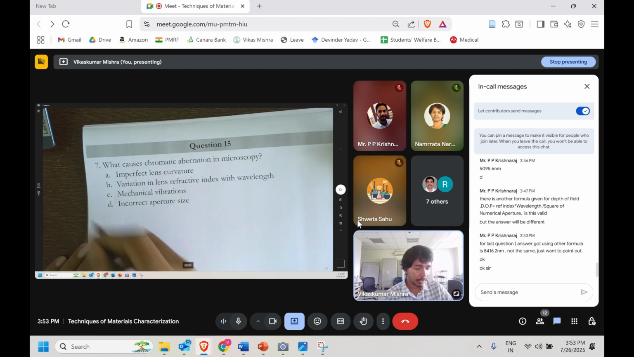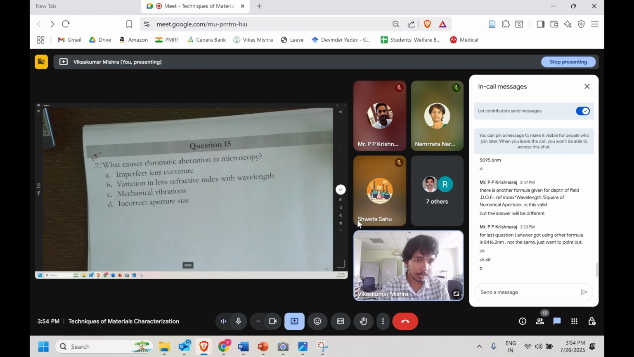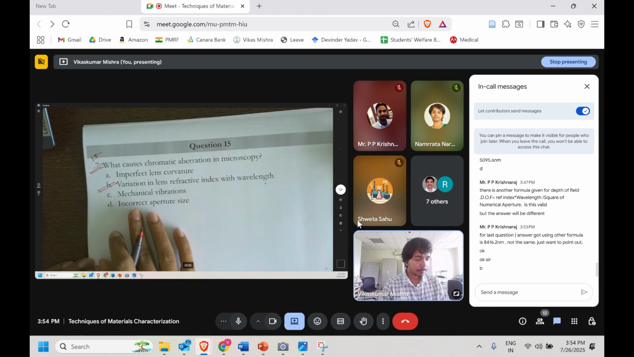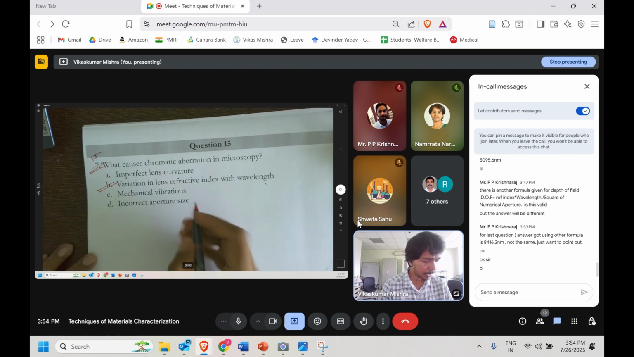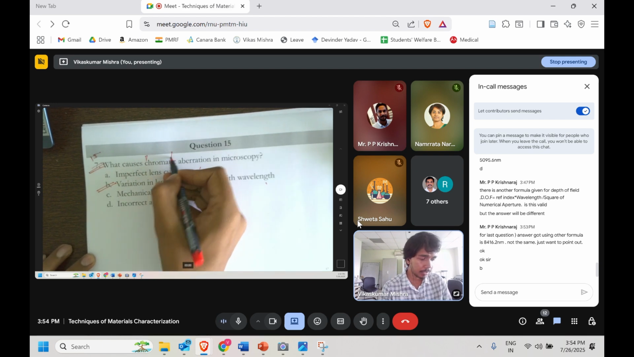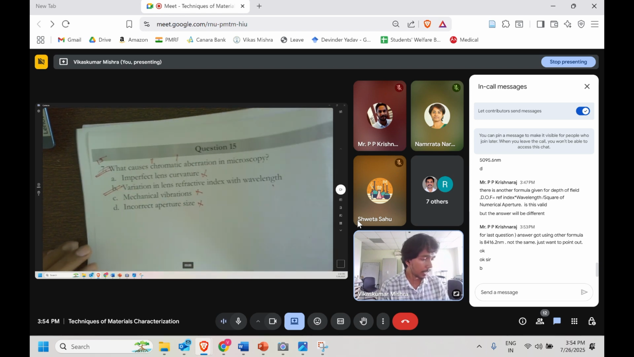What caused the chromatic aberration in the microscope? So what will be the right answer? The chromatic aberration, we have already discussed it in the last question. Krishnaraj is telling that it is option B, the variation in the refractive index with the wavelength. That is right. The refractive index for the blue and for the red one are different, and that is the reason. Mechanical vibration, no. Incorrect aperture size, no. Chromatic itself means color, and we can relate that with the wavelength. Okay, let's move ahead.